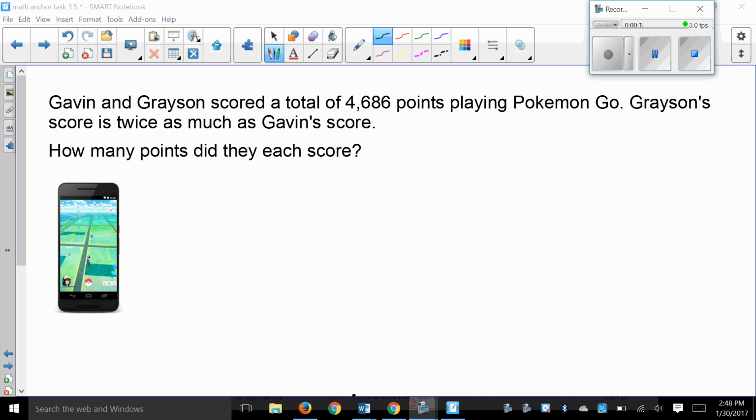So I can picture in my mind Gavin and Grayson playing Pokemon Go outside, and Grayson, I know, is doing better than Gavin. His score is twice as much as Gavin's. So I'm going to try to represent this problem using bars.